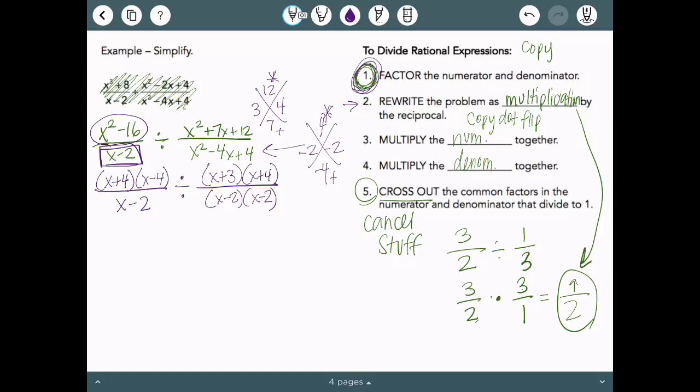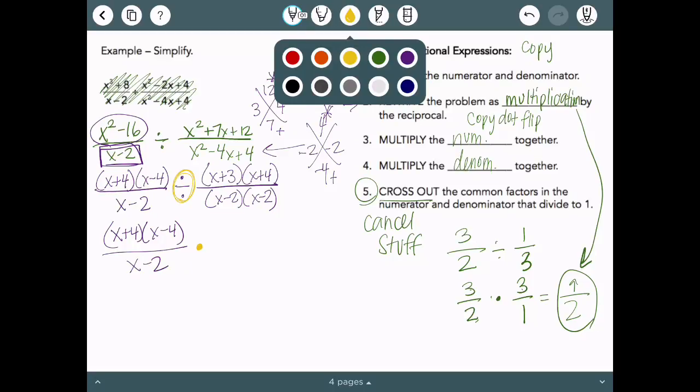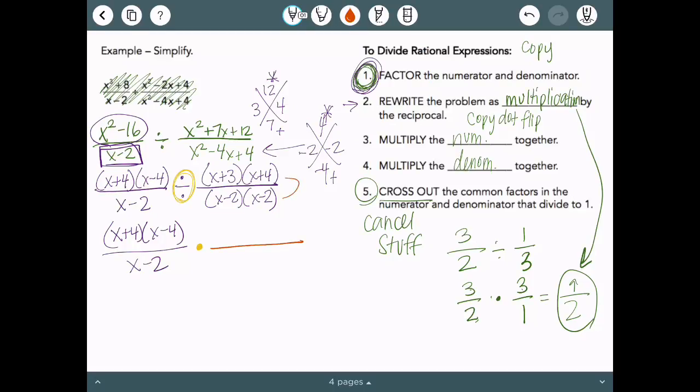The second step is going to be my copy dot flip step. So I'm going to copy my first fraction, x plus 4 times x minus 4 over x minus 2. I'm going to change the division sign into a multiplication sign, so I'm going to put that dot there. So we have copy, dot, and now we're going to do our flip section. So here, we're going to switch the top and the bottom. So I'm going to have x minus 2 times x minus 2, and I'm going to have x plus 3 and x plus 4. That is my rewriting the problem, the copy dot flip.